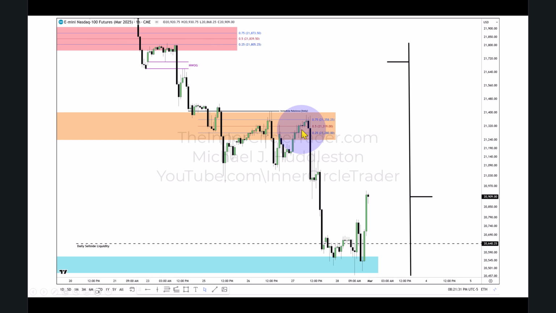It's saying that, okay, it's done enough, and it's not hitting the upper quadrant. And even with the wicks going above that 21,358.25 level, it's failing to go back to the high of that inversion fair value gap. That in itself is a signature.